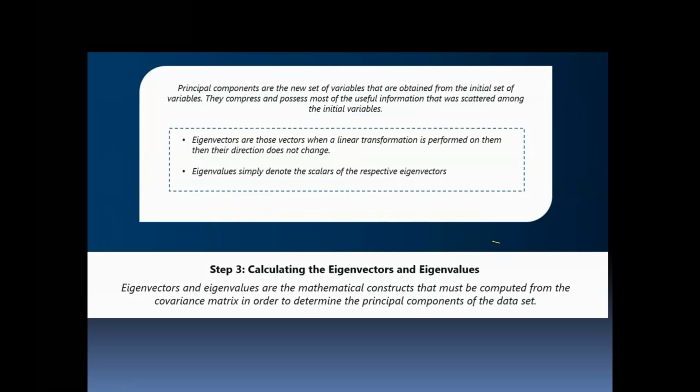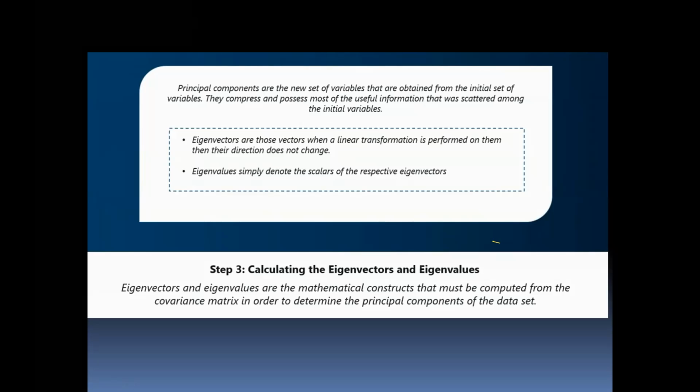First, mathematically, we try to explain the eigenvalue and eigenvector. Then I will explain the principal components, right? The eigenvalue and the eigenvectors are mathematical constructs that must be computed from the covariance matrix in order to determine the principal components of the data. So the question arises, what is a principal component?